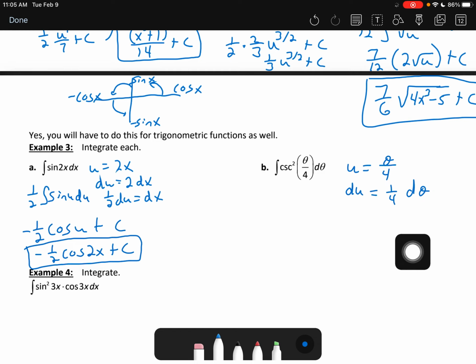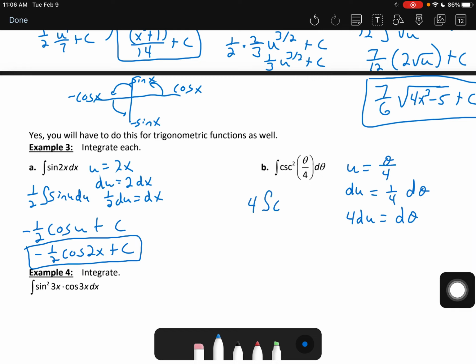So du equals 1/4 d theta. All right, so in the end, I have a d theta, but I don't have a 1/4, so I'm going to multiply in this case by 4. So it's like I have 4 du equals d theta. Okay, so d theta is going to get replaced with 4 du, and again that 4, I'll pull out in front. So I'll have 4 times the integral of cosecant squared of now u, and then du. So du was replacing d theta with a 4 multiplied there that I moved out.